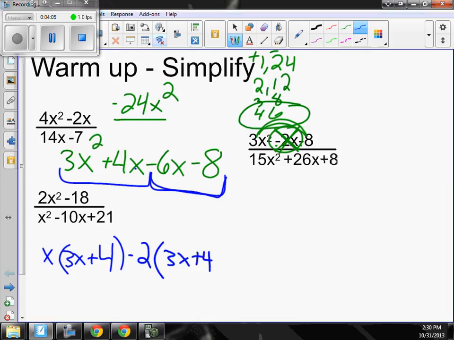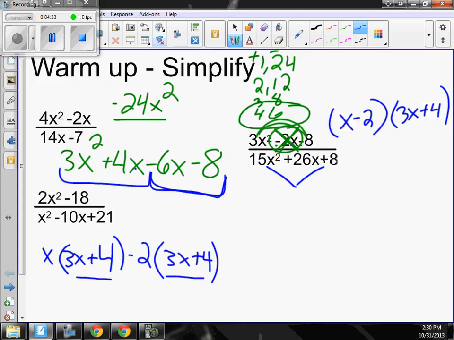Did I do it right? Yes. If this one matches that one, I did it right. Or I made two mistakes that made it right. Okay, so my factors on top are x minus 2 and 3x plus 4. So I'm almost halfway done. I need to factor the bottom.